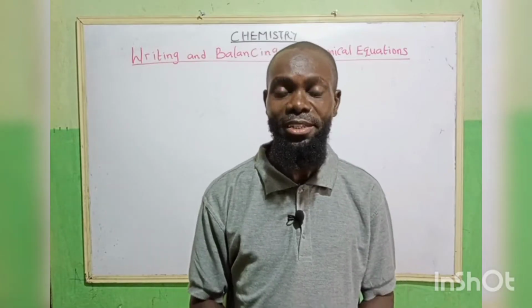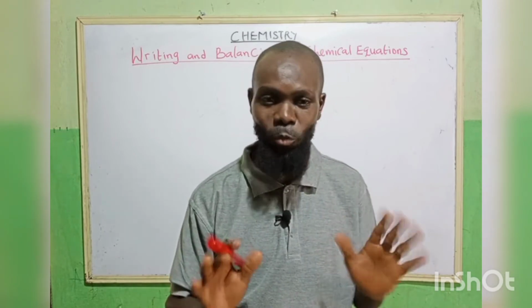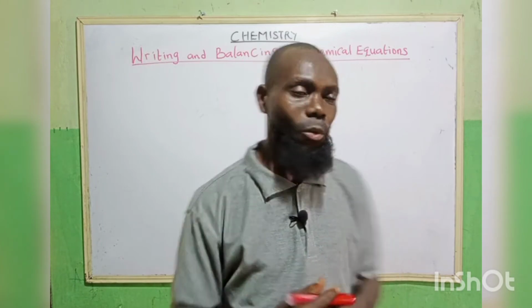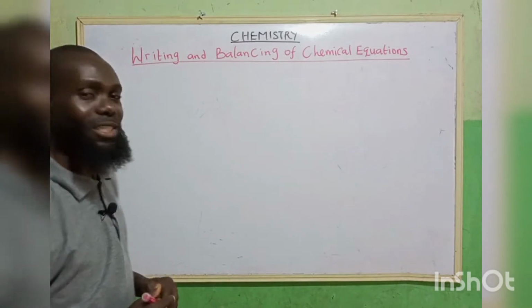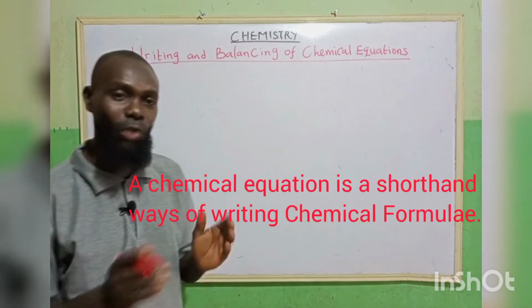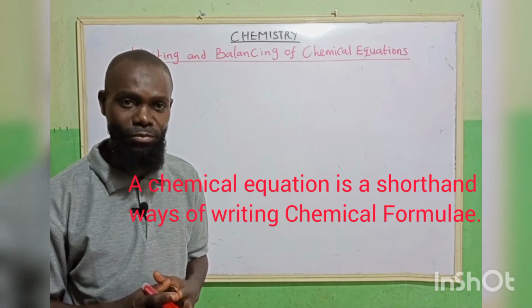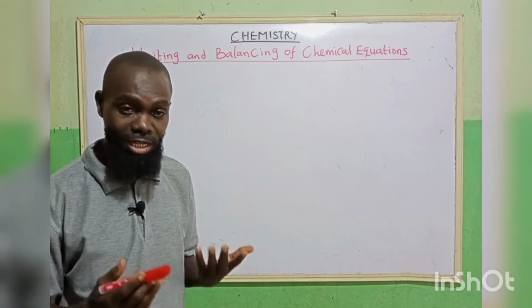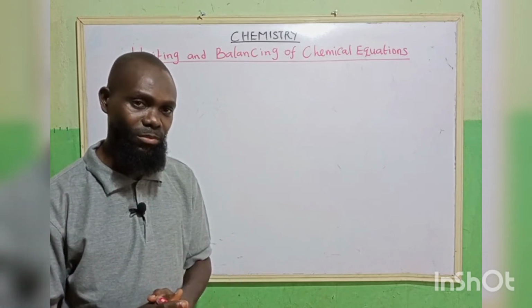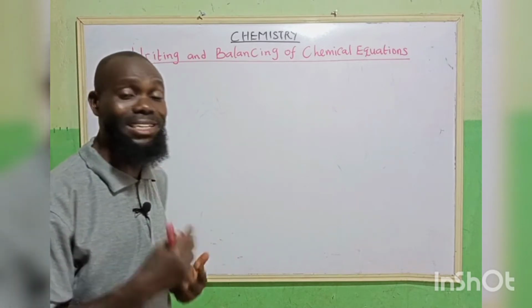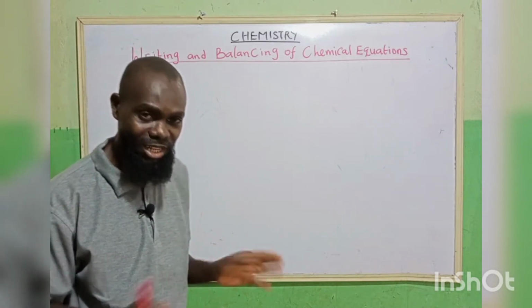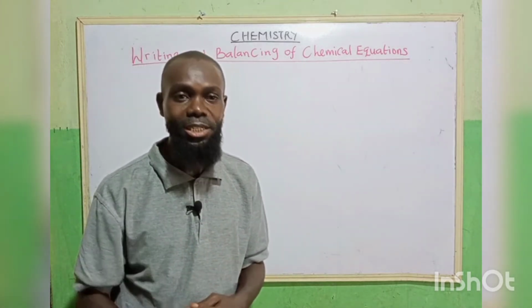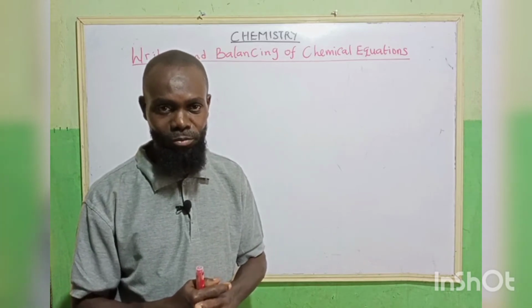As we all know, this topic is one of the vital topics in chemistry that everybody must understand. Now, when we're talking about chemical equations, these are shorthand ways of writing chemical formulae in order to show the substances that are changing, the chemical changes or the physical changes. Those substances that are changing or disappearing are referred to as reactants, while the substances that are appearing or showing are referred to as the products.